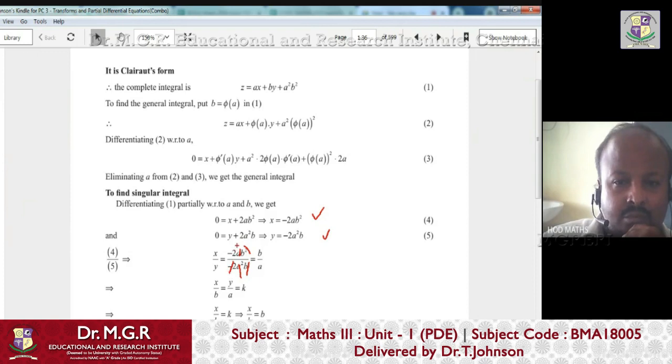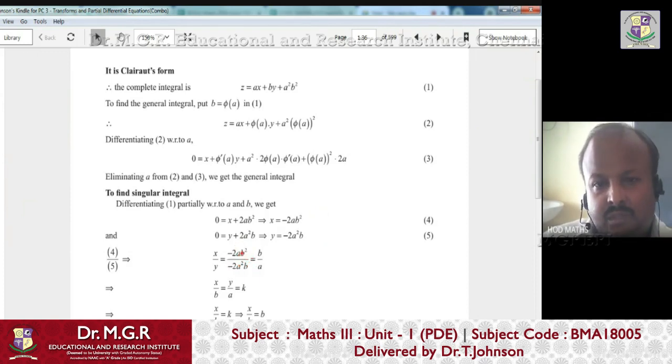And minus 2 cancel. So now we have, right? When you cancel this square, b, and this square and a, and you cancel minus 2 and minus 2. So now what we have? We have b in the numerator and a in the denominator. So that is b by a. So x by y equals b by a.